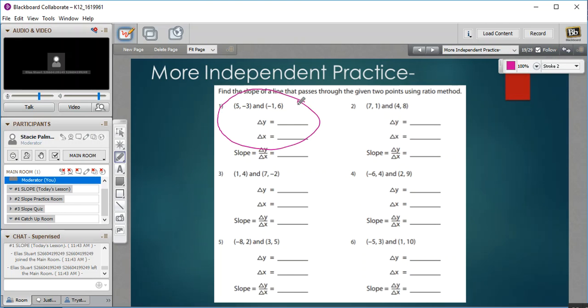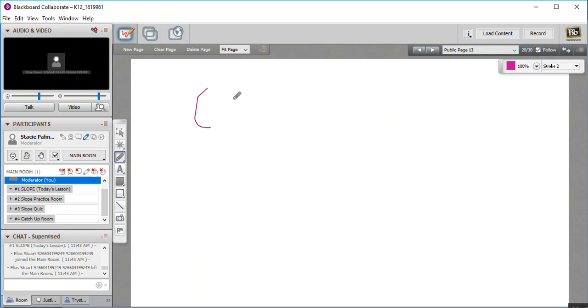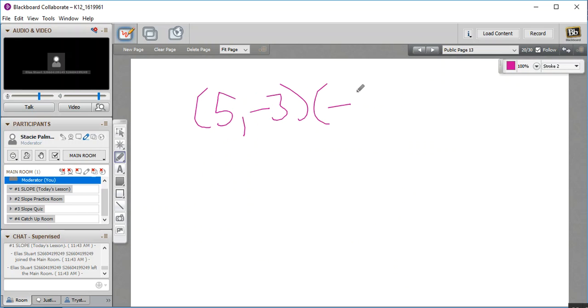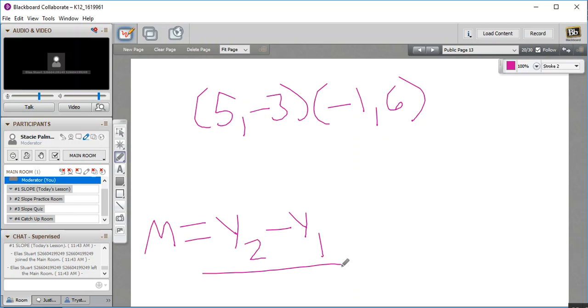Let's go ahead and talk about how to find slope using the slope formula again. So 5, negative 3, and negative 1, 6. Let's say we want to find the slope of the line that passes through these 2 points, but we don't want to actually have to draw the graph and count. We could do that if we wanted to, but that just takes too long sometimes.